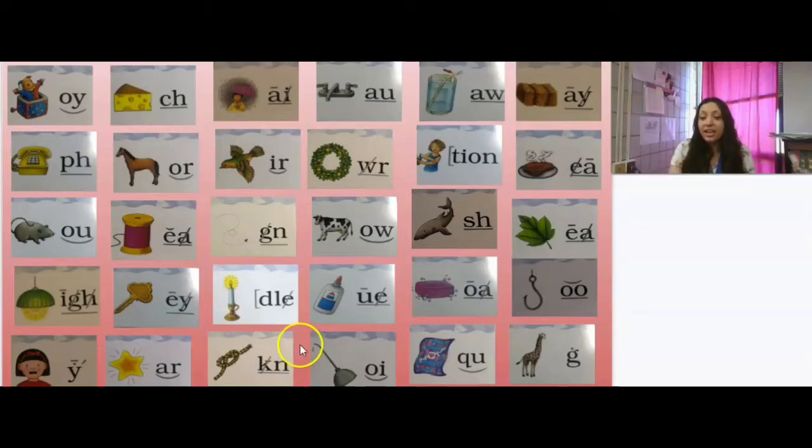combination AR, not, ghost digraph KN, oil, oi, diphthong OI, quilt, qu, combination QU, and giraffe, J. We say soft G. Very good.